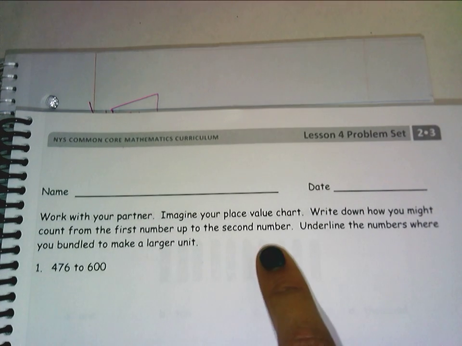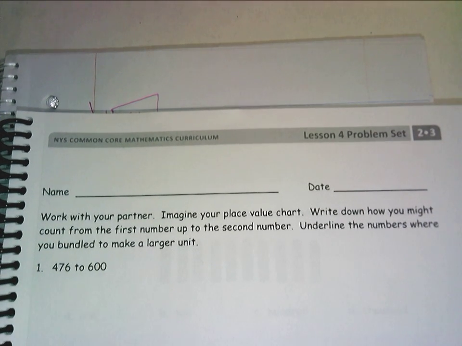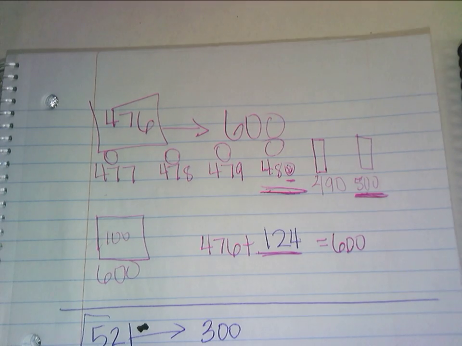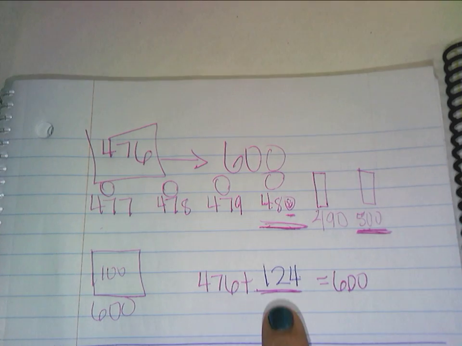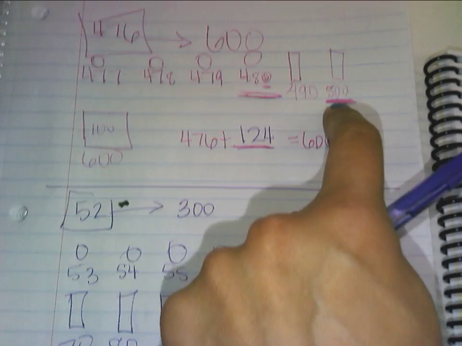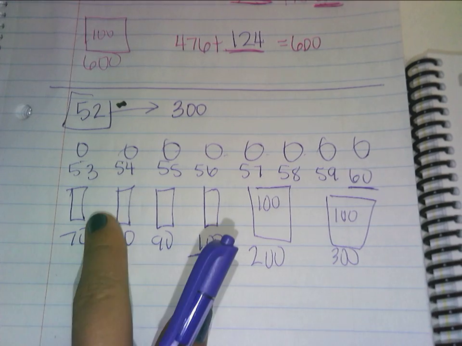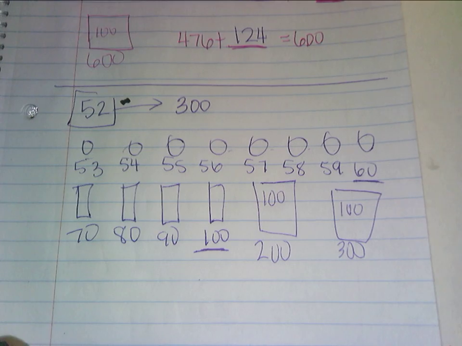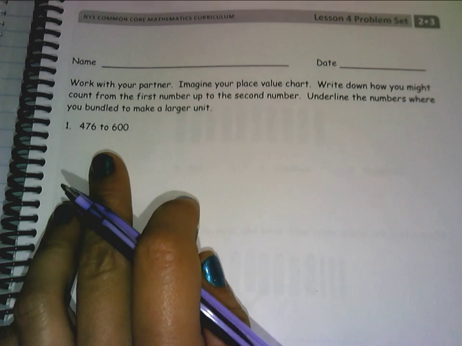Okay, so now it says underline the numbers where you bundled to make a larger unit. So after you regroup, make sure you underline, like how I was underlining. Up here I regrouped at 480 and at 500. Down here I regrouped at 60 and 100. Anytime you have 10 ones or 10 tens, you regroup to the higher unit, right? So you would underline where you were at.